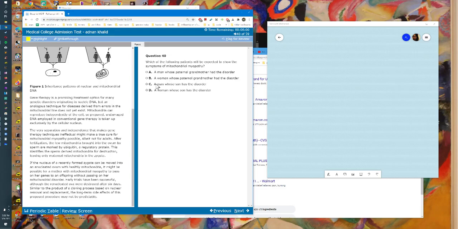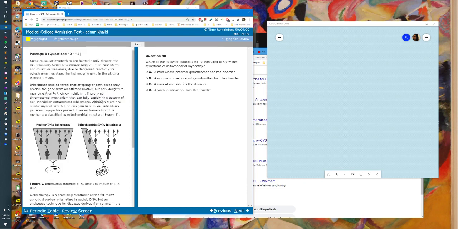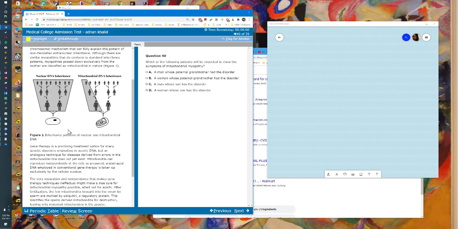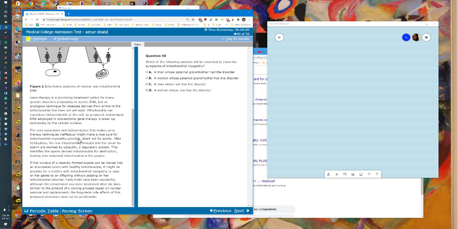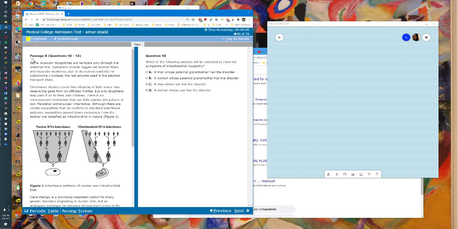Oh my god. All right, I just have to guess for these. Mitochondrial myopathy. What the hell? Eternal line.